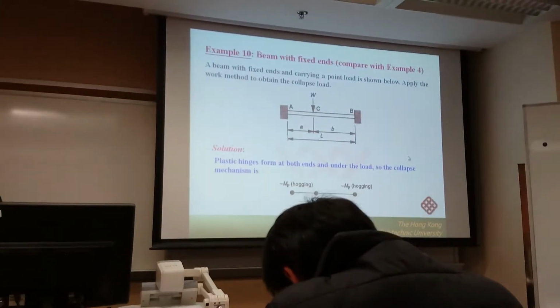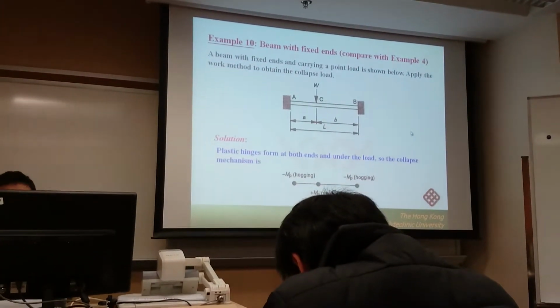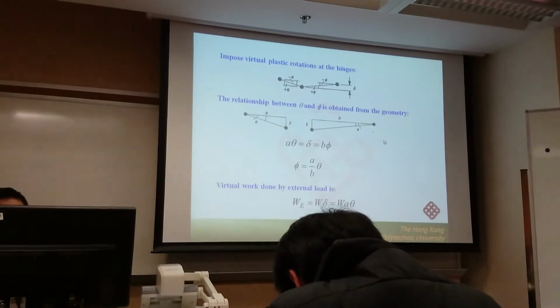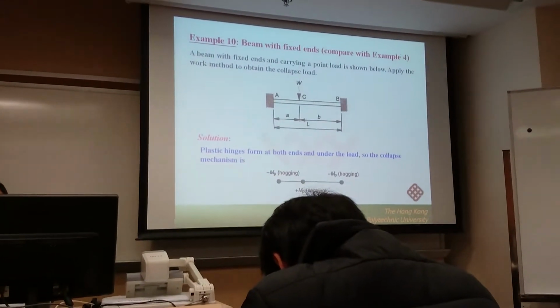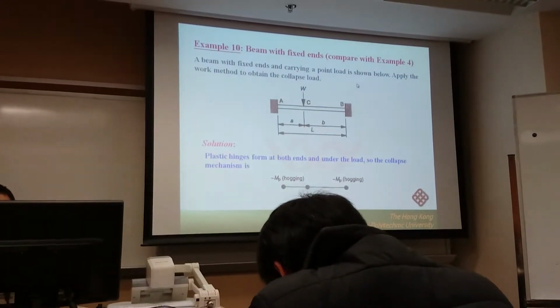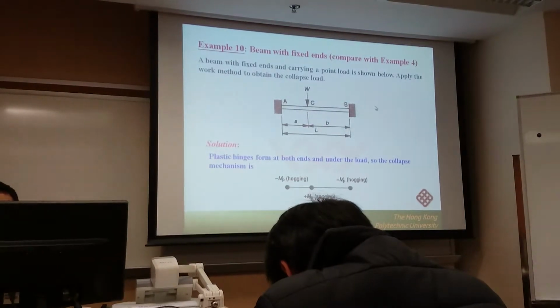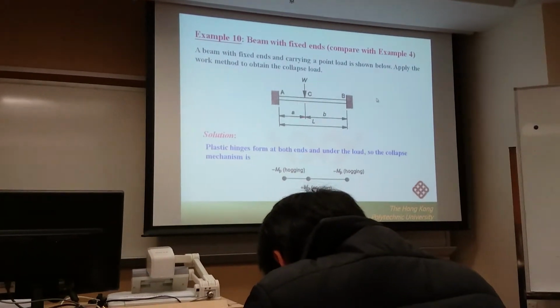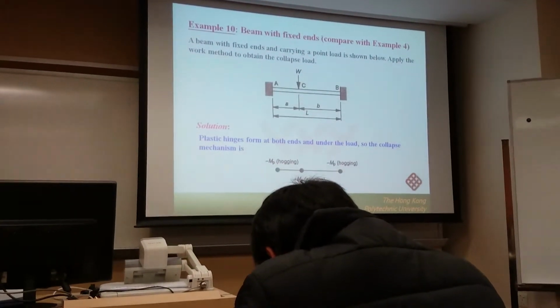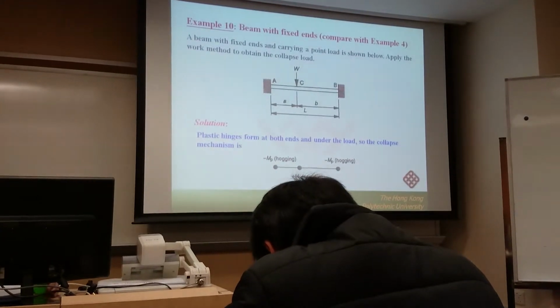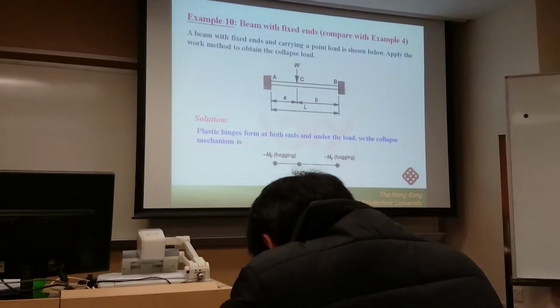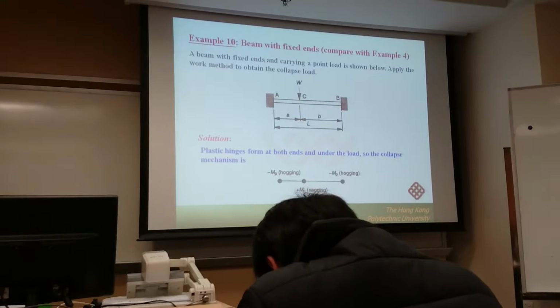I'll just show you one example. One or two examples, and then we go to the tutorial questions. So we consider the same schedule, for example, the schedule in previous example 4. This is a schedule with two fixed ends. A beam has two fixed ends.